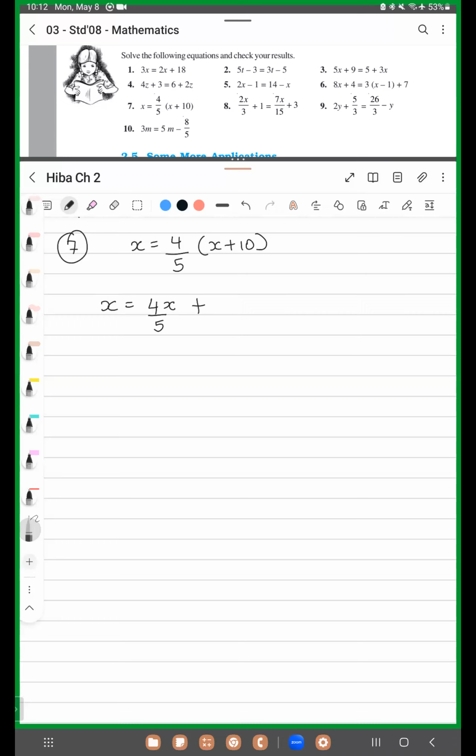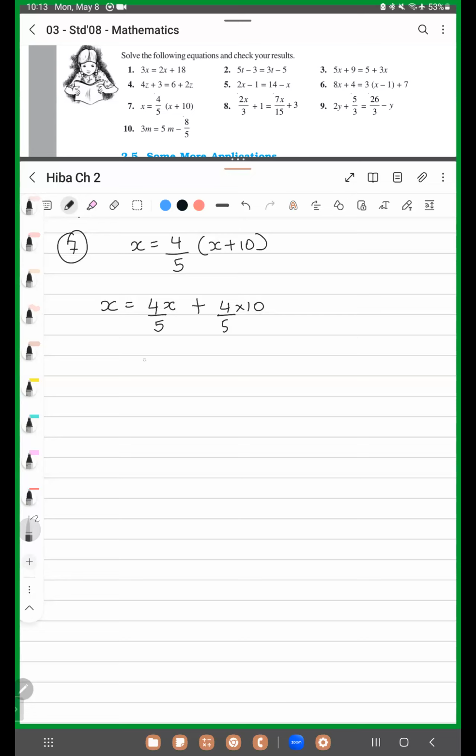And plus 4 by 5 multiplied by 10. Okay. Next. So we can write 10 by 1. Okay, fine. Write 10 by 1. So then we have to find the LCM. Hiba, are they being added here or being multiplied here? Multiplied. Oh, sorry. Then do you have to find LCM? No. So you can just do this.